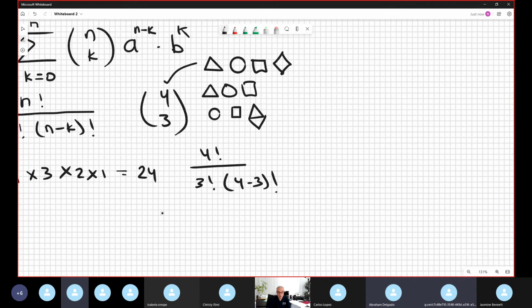And 4 minus 3 is 1, and 1 factorial is obviously 1. So that part disappears, not important. And 4 factorial we can expand like 4 times 3 factorial, no? And I stop here because I know in the bottom we have 3 factorial. And this guy is 1, no? And 1 is invisible and disappears, that guy.